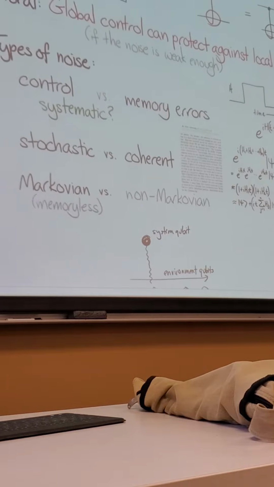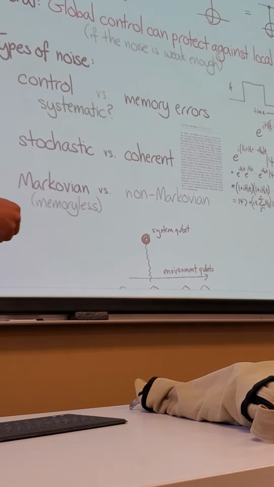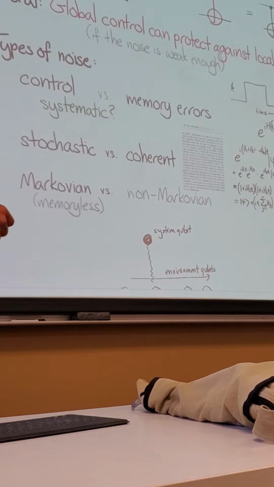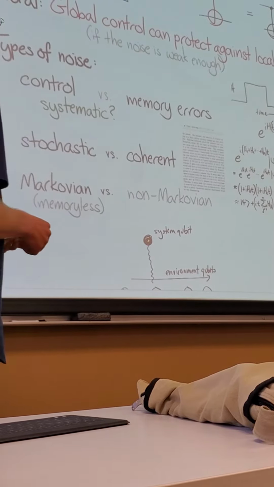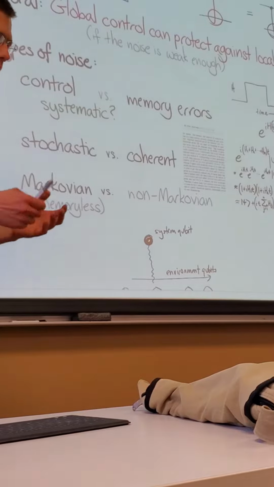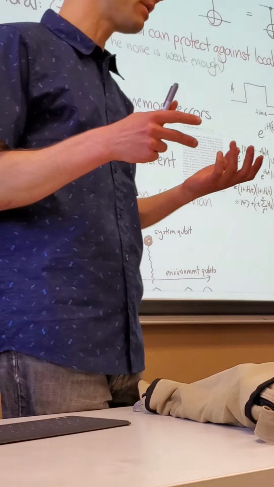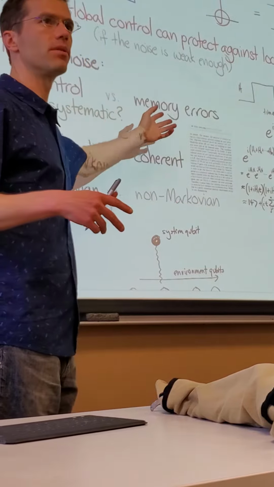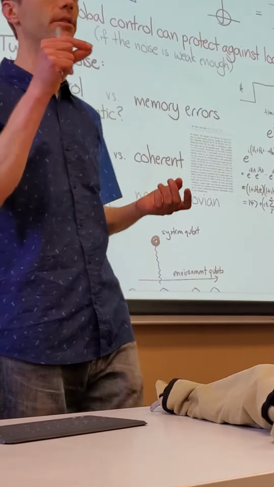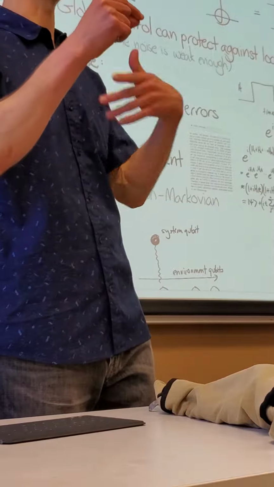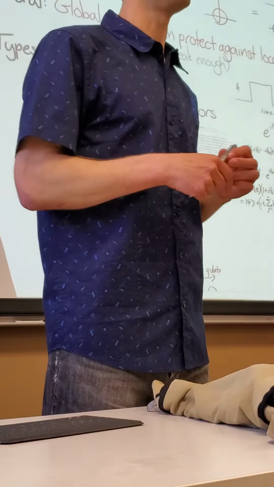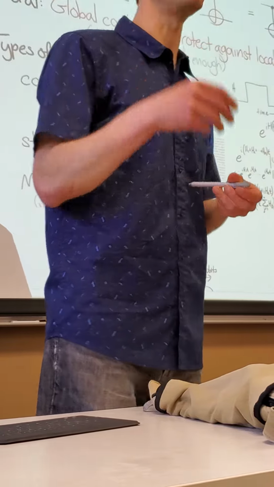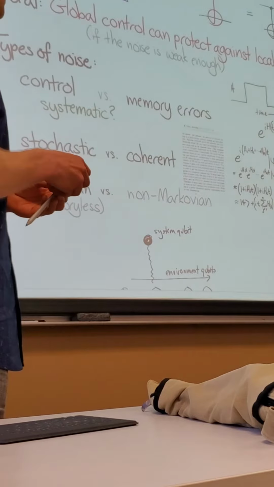Okay, so there are different kinds of noise, and there are different ways you could divide it up. One is memory error. Memory error just means: if you have a qubit that's sitting there, what happens as time passes? Ideally, the identity channel, but possibly not the identity channel.